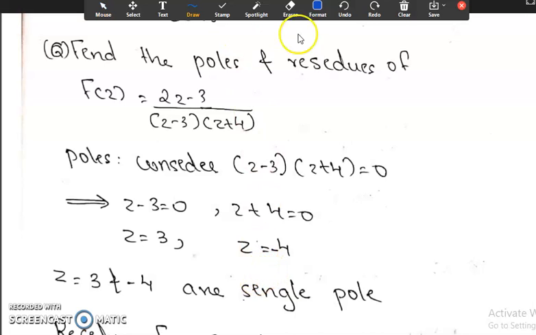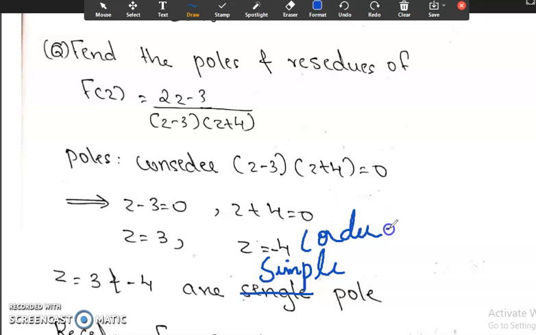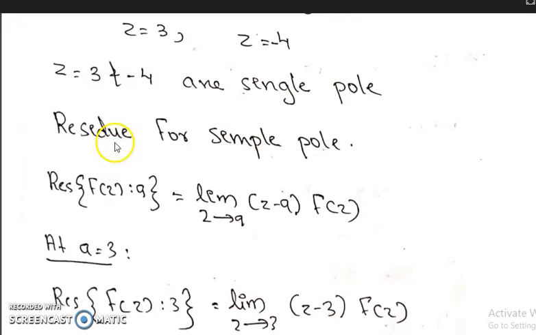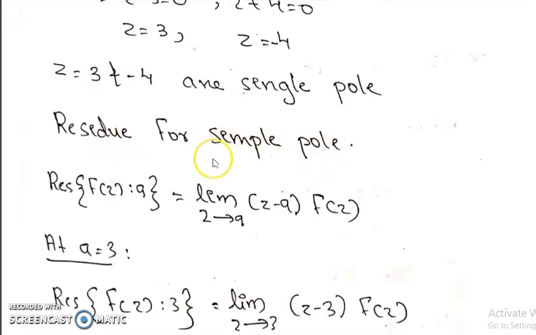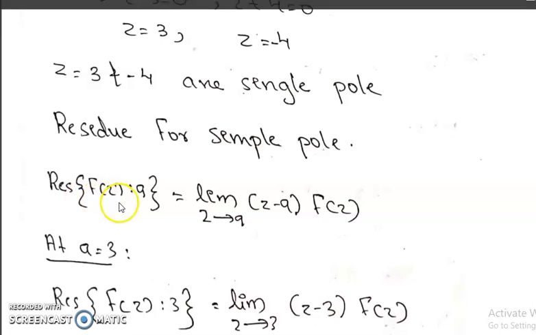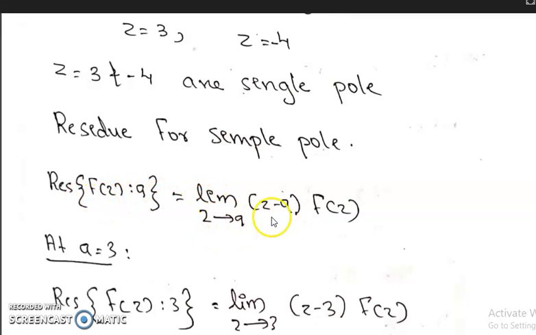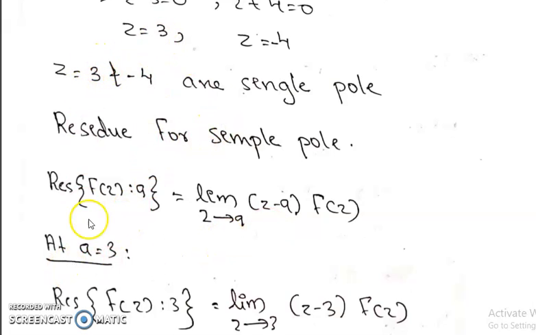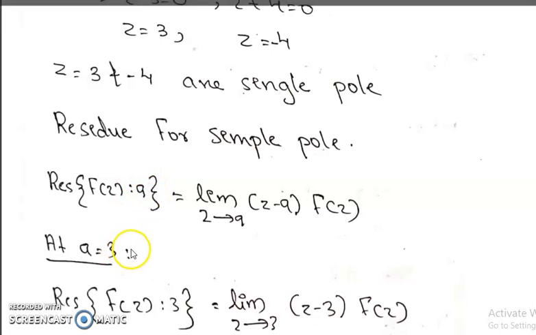Why do we call them simple poles? Because they are of order 1. No repetition is there. 3 comes one time, -4 comes one time. So, it's a simple pole. After finding the poles, now let us find the residue. For a simple pole, we have learned the equation of the residue: residue of f(z) at the point A is the limit as z tends to A of (z - A) f(z). Now at the point 3, that means A is 3.